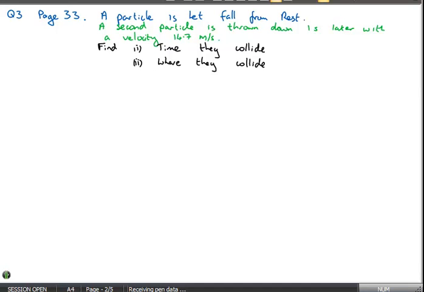Here was one of the questions, the motion due to gravity questions that I asked you to attempt for homework. Now, it's quite a tricky question, so if you didn't get it, I wouldn't be worried about it. I'll start going through this now.